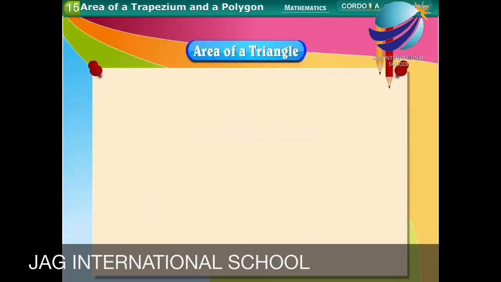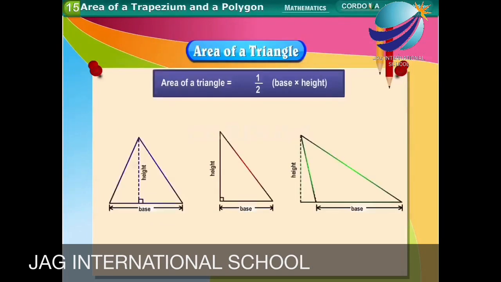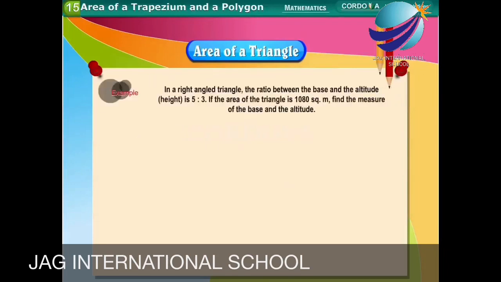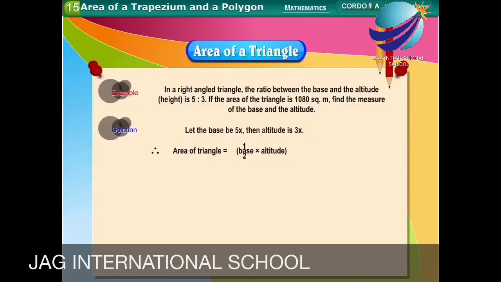Area of a triangle. Area of a triangle is equal to half base into height. Example, in a right-angled triangle, the ratio between the base and the altitude, height, is 5:3. If the area of the triangle is 1080 square meters, find the measure of the base and the altitude. Solution. Let the base be 5x, then altitude is 3x. Therefore, area of triangle is equal to half base into altitude.